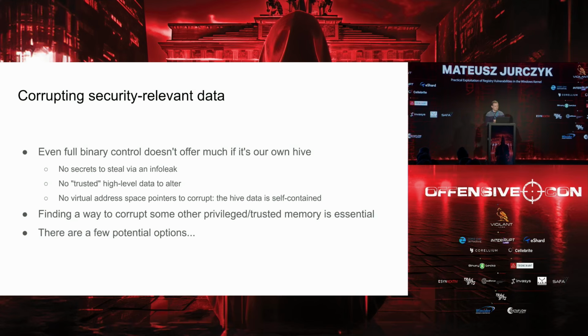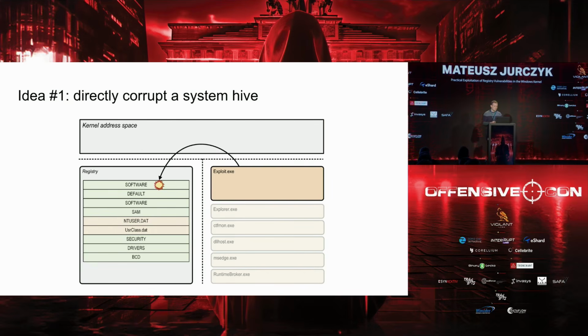So the first step we have to think about is finding a way to corrupt some other kind of memory in the system, such as some kernel pools or some other type of trusted memory. And when I started thinking about it, I thought about a few potential options that you could take, and all of them are viable, but they have some different drawbacks. So first of all, one idea would be: if it doesn't make sense to corrupt our own hive that we load, why don't we just run an exploit in the context of some system hive that is trusted and has this interesting data that we could corrupt or leak? So, for example, execute the exploit in the context of the software hive.